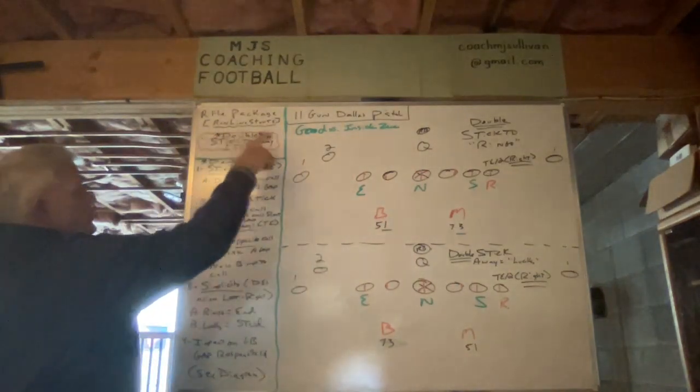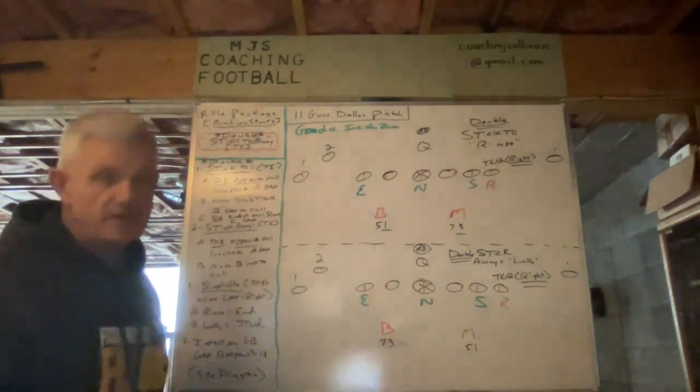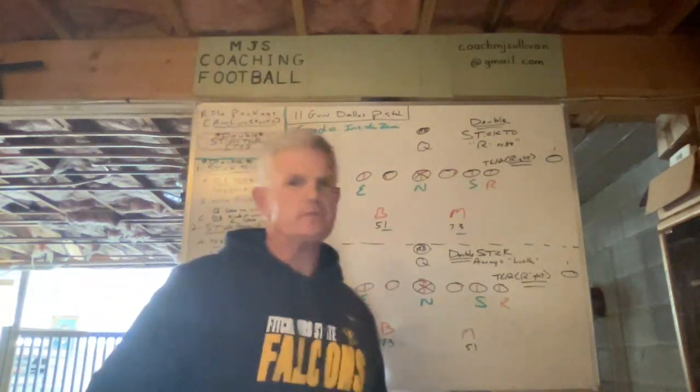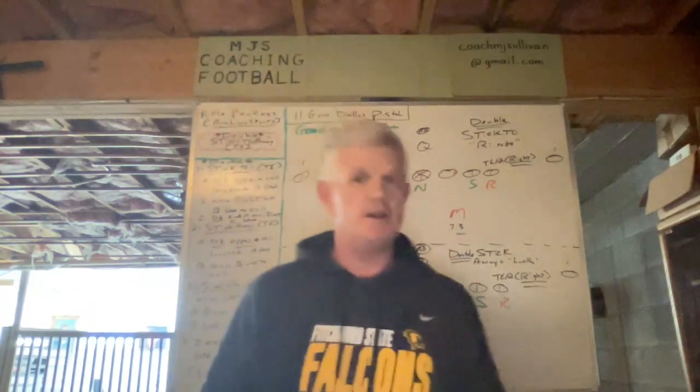So double stick to or away today is going to be based off of the tight end in what we call 11 personnel. Tight end ends up being a pretty good indicator.